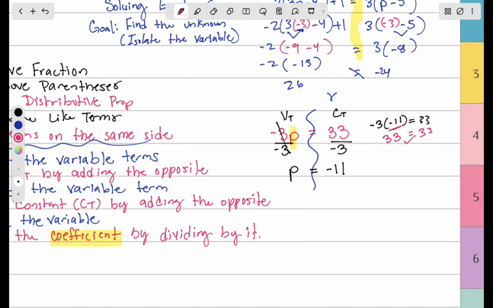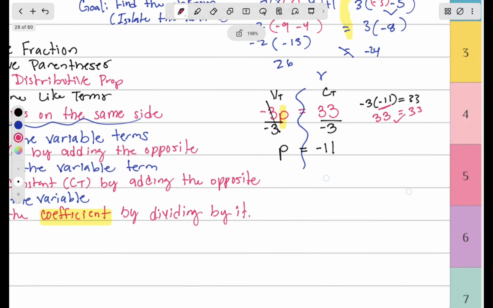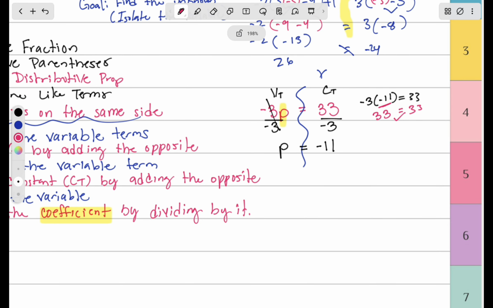You shouldn't turn in a problem without knowing if it's right. Plug it in to make sure both sides equal. All right, let's do it again. Same type of deal.